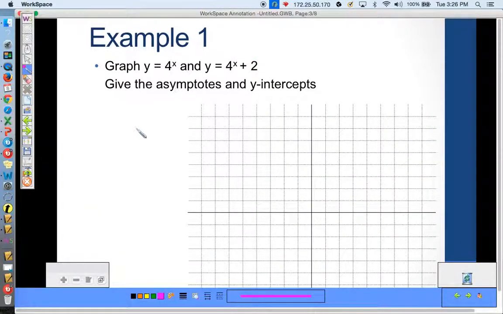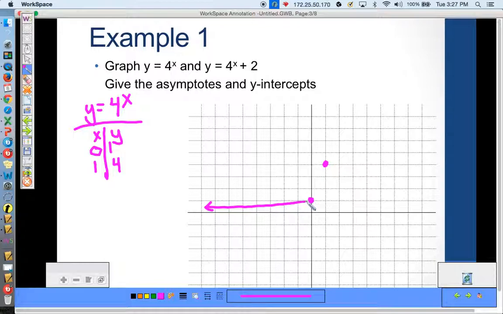So this first one we're asked to graph is y equals 4 to the x. You might remember some of this from yesterday: anything to the 0 power is 1. When x is 1, 4 to the first is 4. So we have those coordinates, 0, 1 and 1, 4. We know it hasn't shifted, so our asymptote is the x-axis, and then it shoots up.